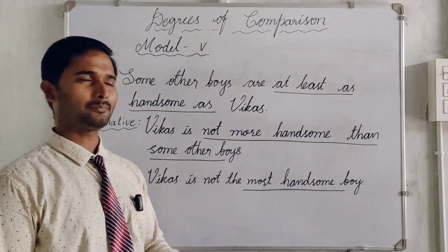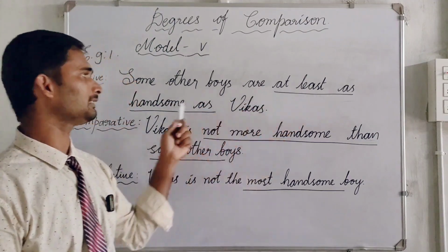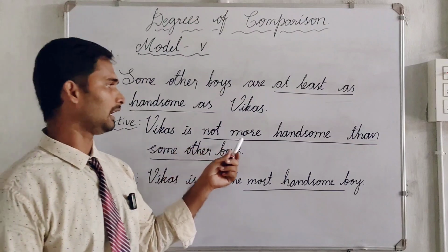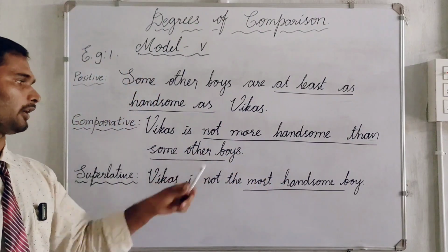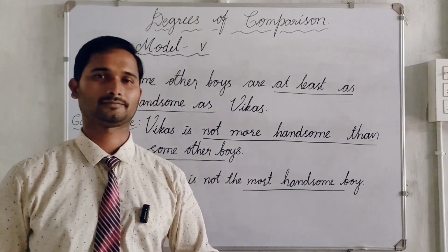Let us learn some examples of Model number 5. Some other boys are at least as handsome as Vikas. The comparative form: Vikas is not more handsome than some other boys. And the superlative: Vikas is not the most handsome boy.